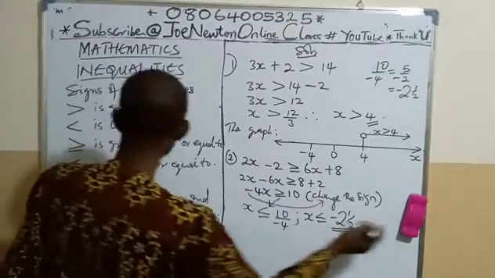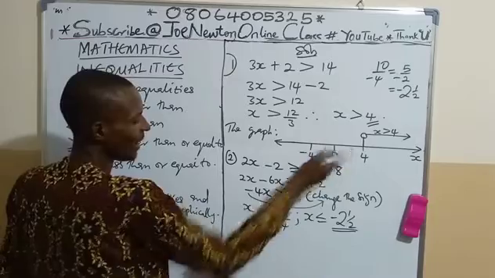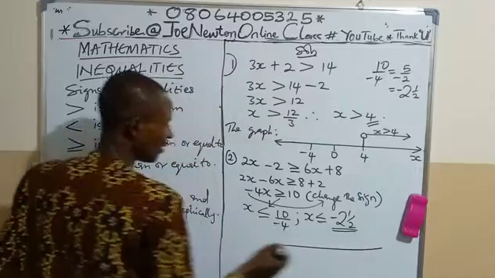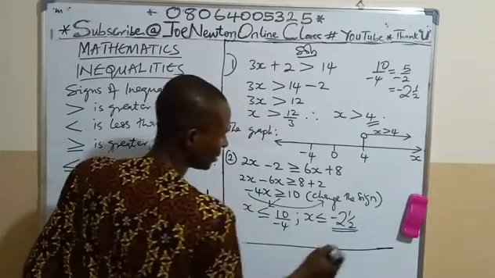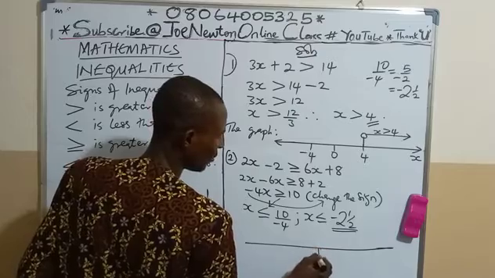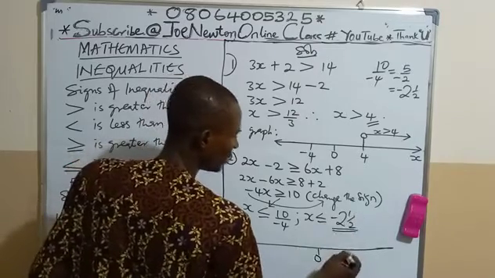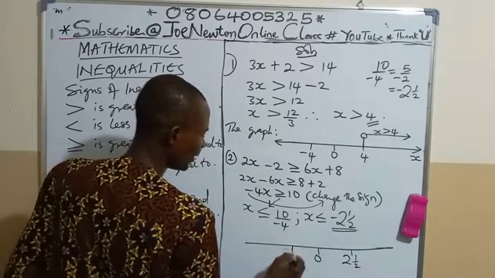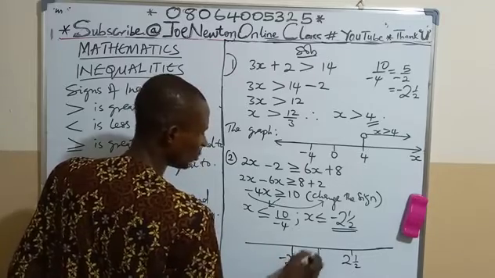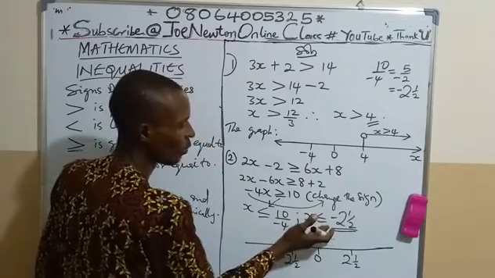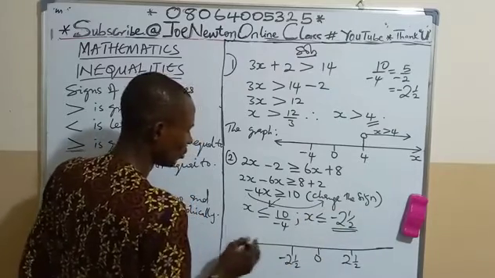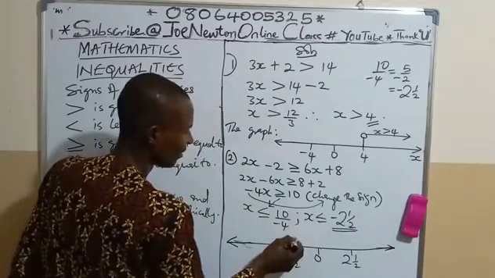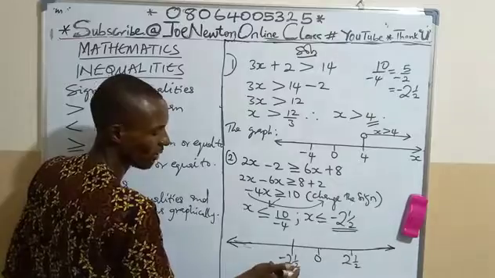So now, to put our answer on the number line, we have our number line. We have our 0 here, and here to the positive side 2 whole number 1 over 2, and on this side negative 2 whole number 1 over 2. I want to say that x is less than or equal to minus 2 whole number 1 over 2, so this is where we start, minus 2 and 1 over 2.